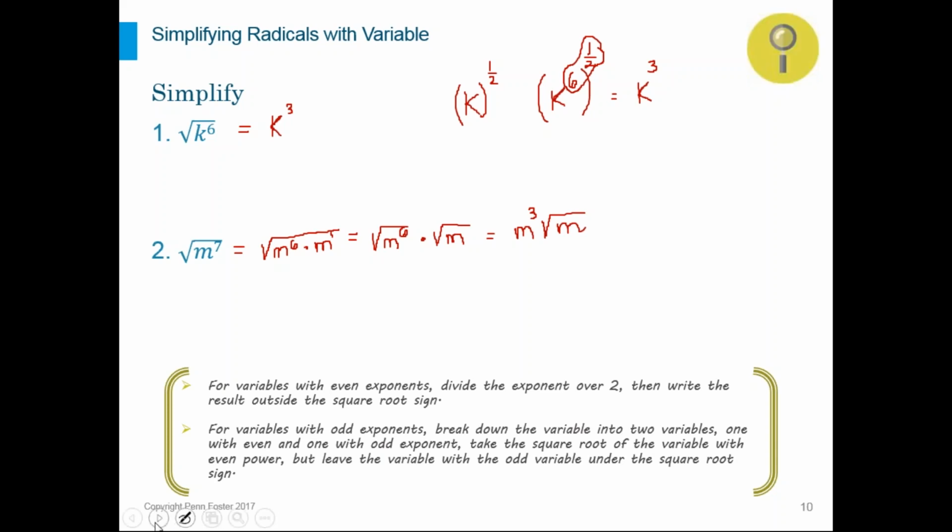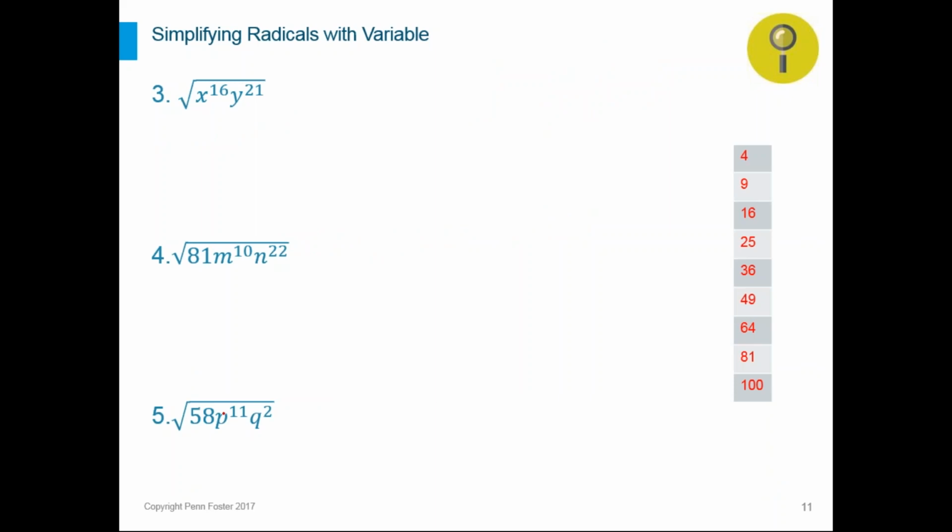Okay, let's do more advanced questions on that topic when you have variables under the square root signs with odd and even powers. What should we do? So first of all, I'm looking at 3 here, the square root of x to the 16th power times y to the 21st power. I know that 16 is an even number, so I have no problem with that. So I'm going to take the half of 16, which is 8. So x to the 8th will take care of the square root of x to the 16th power.